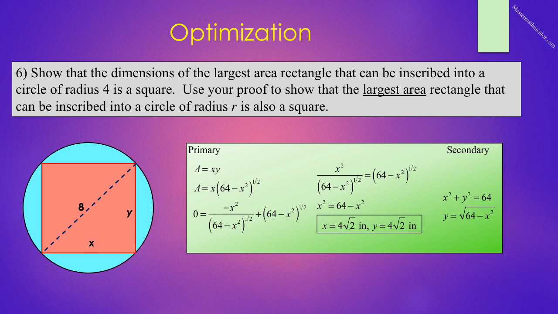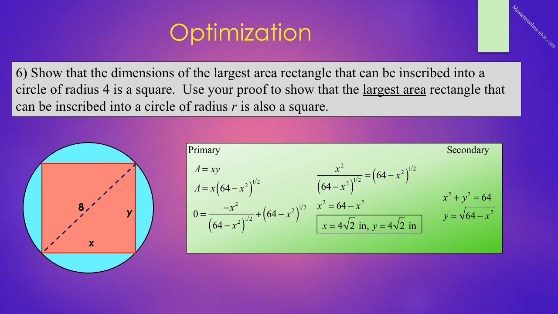And because of it being a right triangle, we know that x squared plus y squared equals 64, and y is equal to the square root of 64 minus x squared. So the area is equal to x times the quantity 64 minus x squared to the 1/2 power. By the product rule, we take the derivative, getting x times 1/2, 64 minus x squared to the negative 1/2 times negative 2x, plus 64 minus x squared to the 1/2 power.